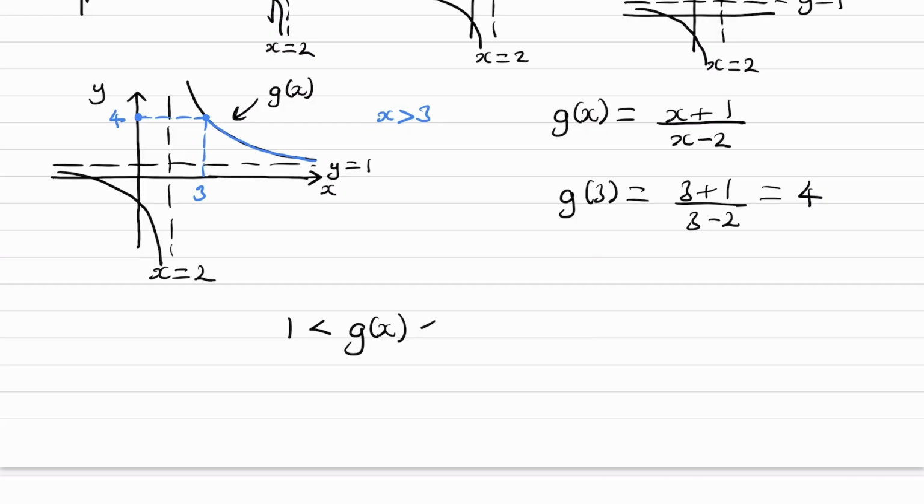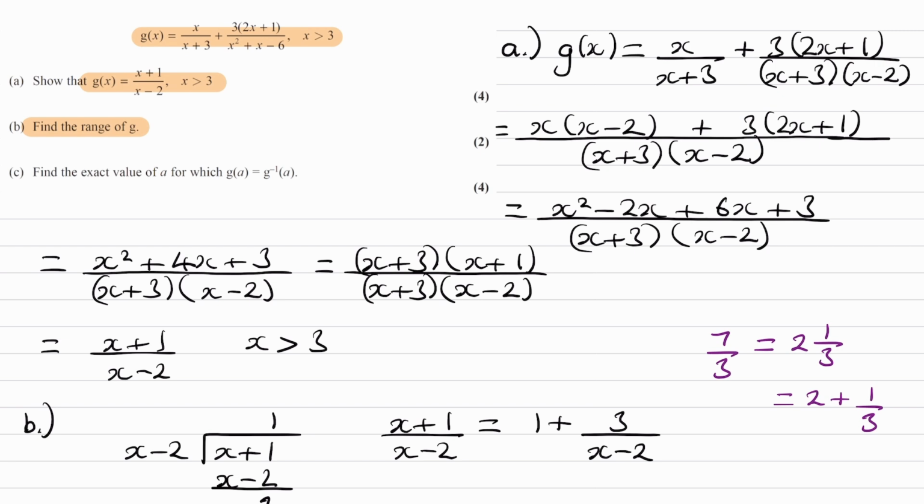So g of x is between 1 and 4. It doesn't equal either, because this curve will never hit the asymptote, and this point is not included in our function because x has to be bigger than 3. Therefore g of x is less than 4. And that's our answer to part B.